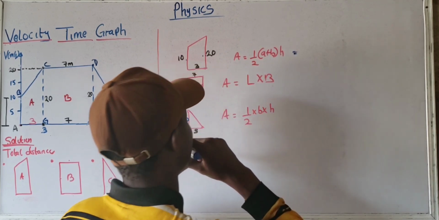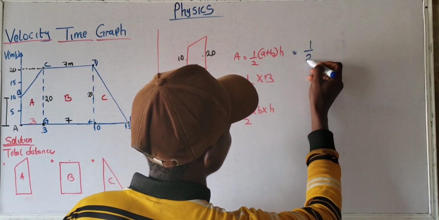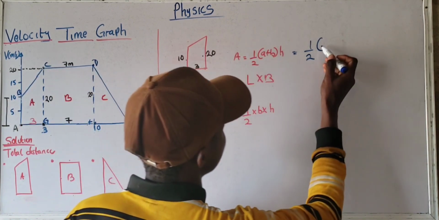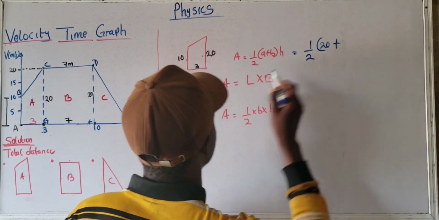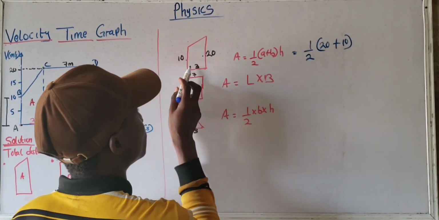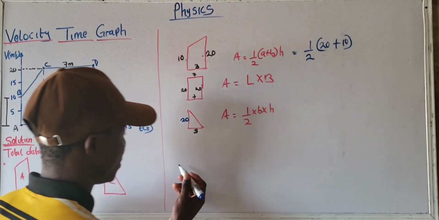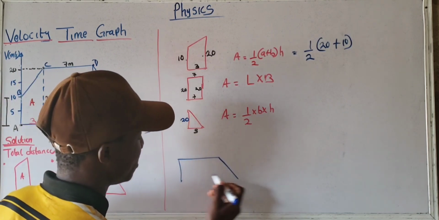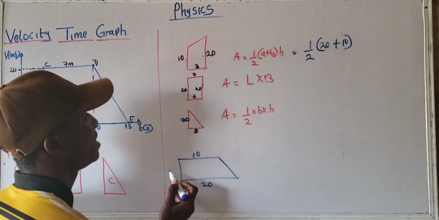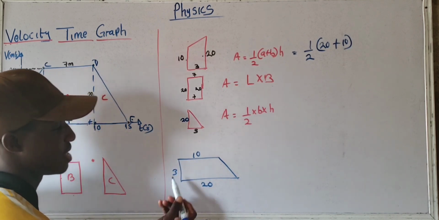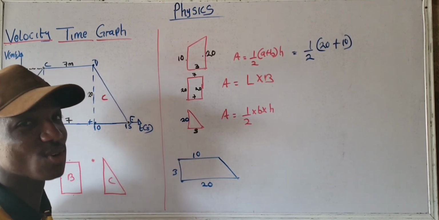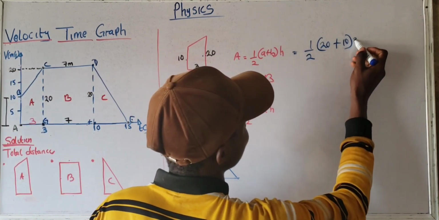for the trapezium, I'm going to have 1 over 2 multiplied by A. A is the longest side, which is 20. B is the shortest, which is 10. Multiplied by H. H is the distance between the two parallel sides. You understand? See, if you can redraw the trapezium like this, okay? This is 10, this is 20, and this is 3. You understand? You can see that the distance between these two parallel sides is what? Is 3, which is the height, okay? So here I'm going to have multiplied by 3.